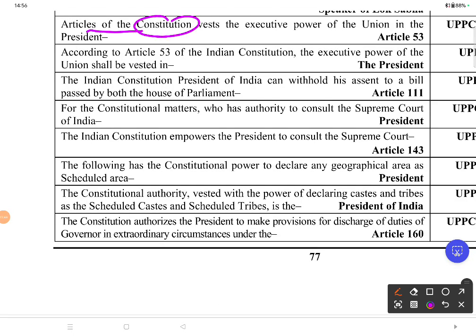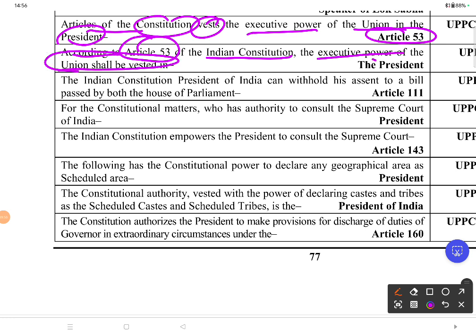Which Articles of the Constitution vest the executive power of the Union in the President? Article 53. According to Article 53 of the Indian Constitution, the executive power of the Union shall be vested in the President. The President of India can withhold his assent to a bill passed by both the Houses of Parliament.